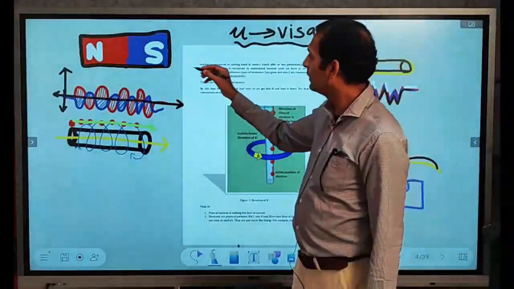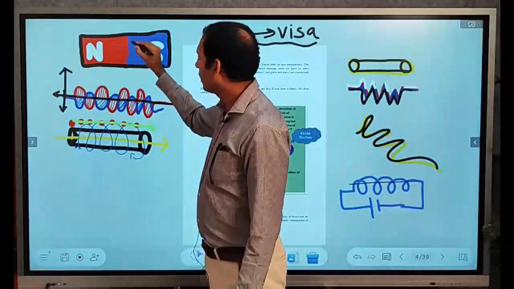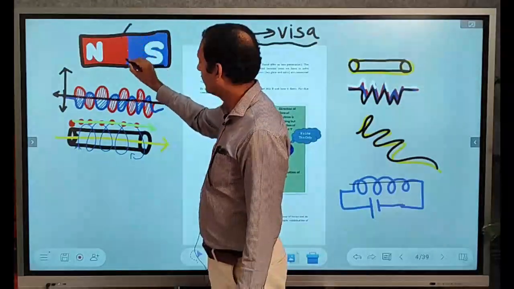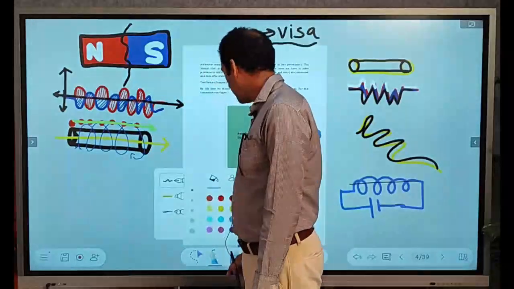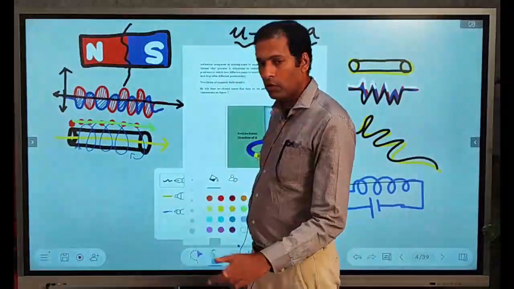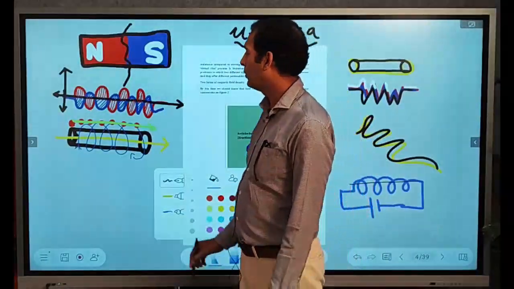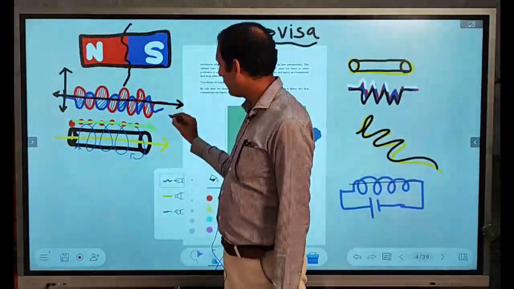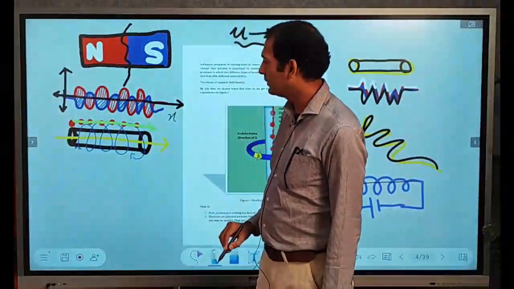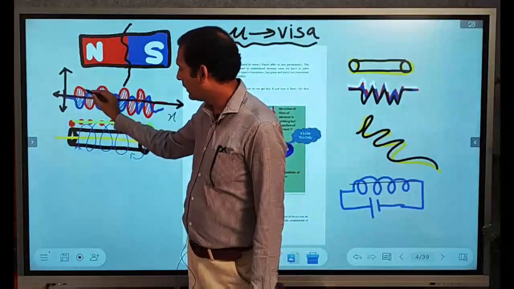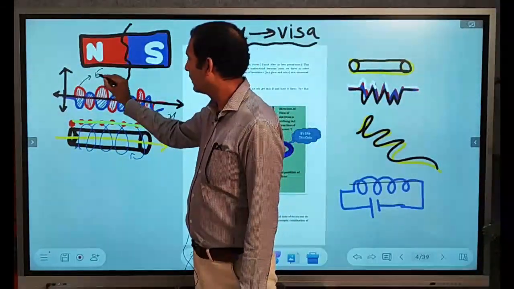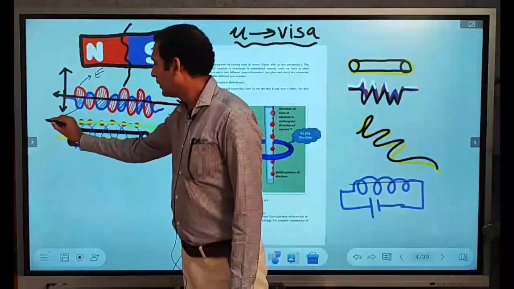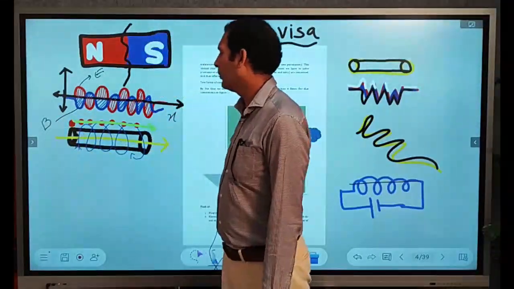Then we have seen the magnet, north pole, south pole. It will always be in two poles. We cannot separate them. We cannot make a single north pole or single south pole. This is a wave traveling in some x direction. It will have two components. Say this is the electric field component, and say this is the magnetic field component.